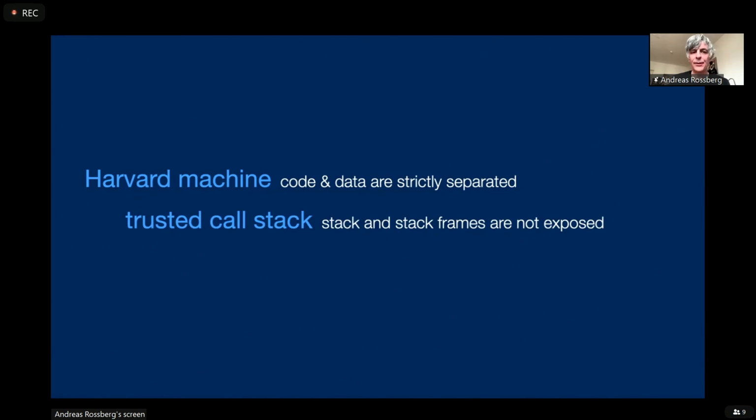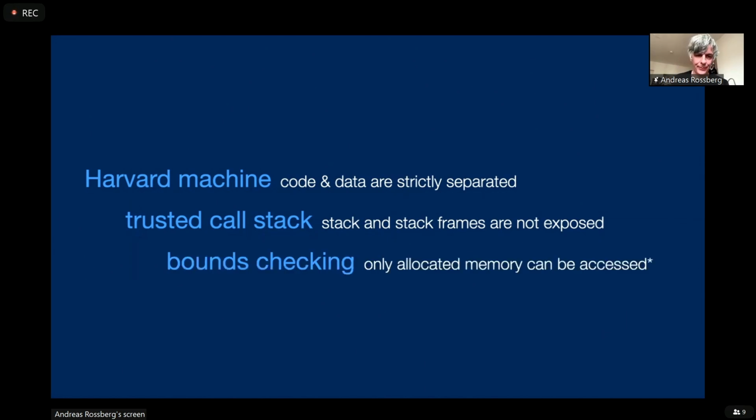A closely related thing is what is called a trusted call stack. So again, the traditional stack is not exposed to programs. You cannot take the address of anything on the stack. There are no pointers into the stack. You cannot get to return addresses. None of that is exposed.